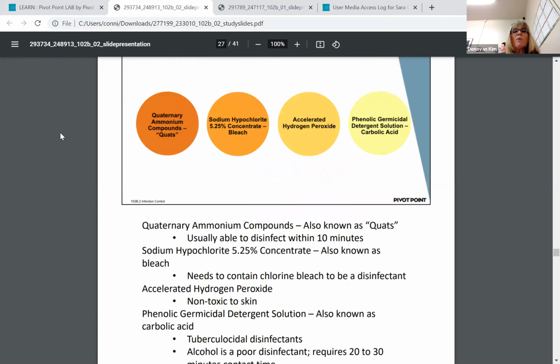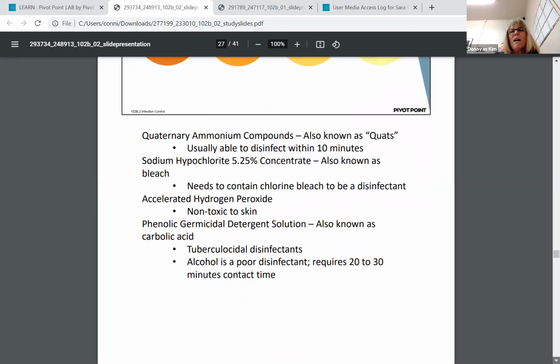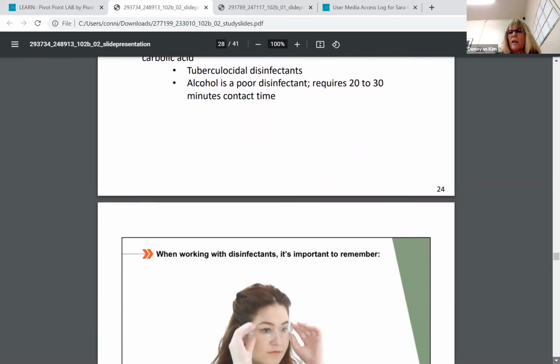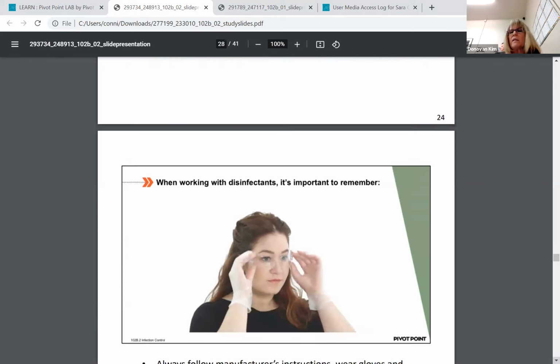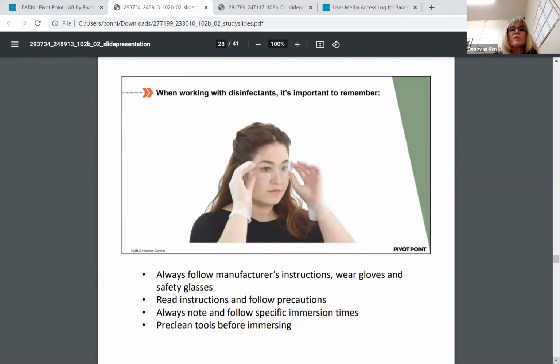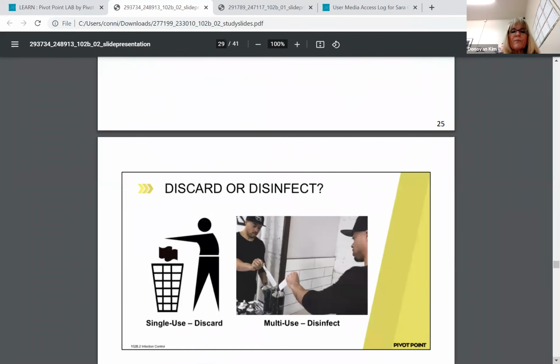So most of the time what we're going to find is going to be a mixture of the quats and then the phenolic germicidals. And for some reason, I know with weird trivia in my mind that quats is mixed at 1/1000th part per million. I don't know why, but just make sure that you wear your gloves and you follow all manufacturers' directions.